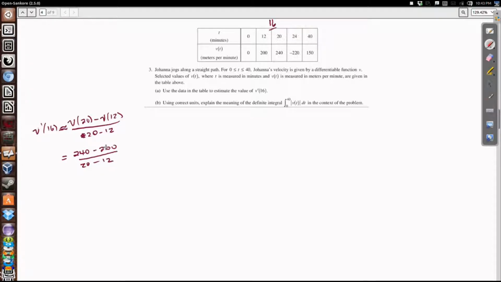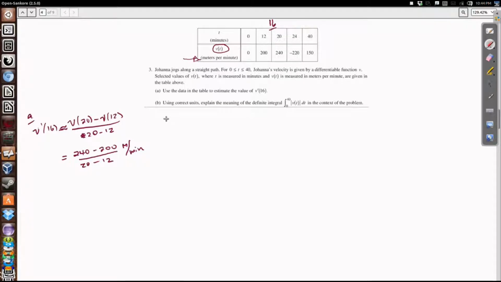Now, I'll tell you right now, number one, I'm lazy. But number two, you're not going to get any extra points if you simplify this. However, if you simplify it wrong, I guarantee you're going to lose points on this. What is very important here is that we are trying to estimate a velocity, and so we do need to make sure that we have our units, which is going to be meters per minute. And this is another one of those problems where you're going to need to put your units on all of your answers. So for part A, we're looking at this for our average rate of change, which is an approximation of our instantaneous rate of change.